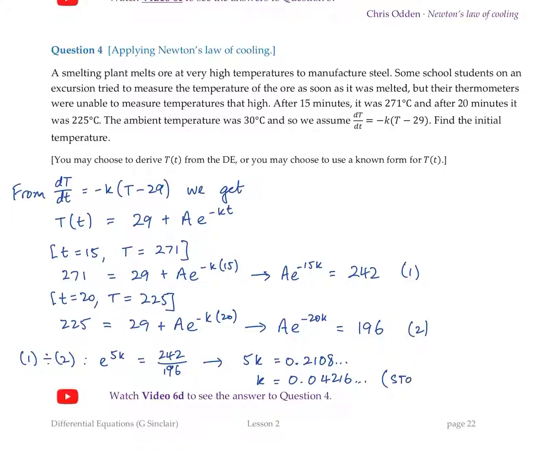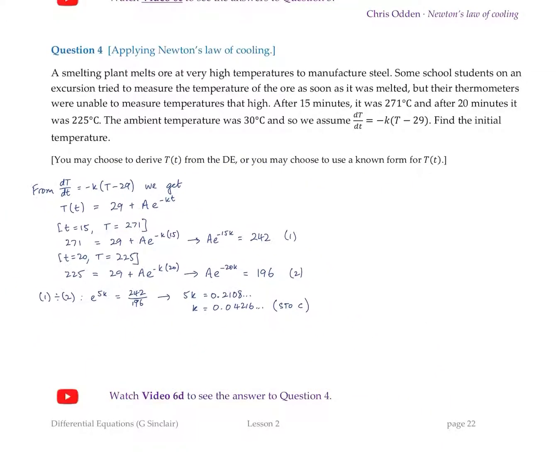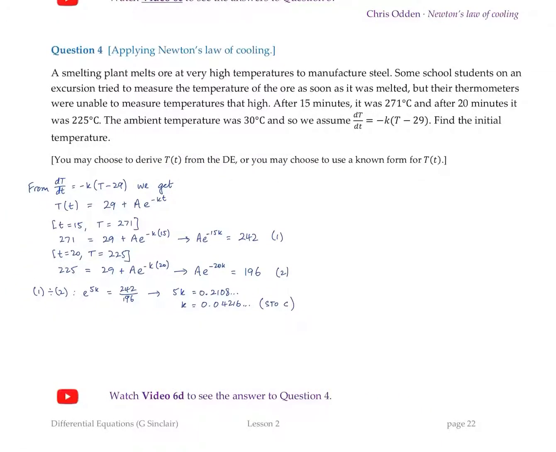I'm going to store that somewhere. I'm not going to store it in A. I usually store things in A, but we have an A floating around in this question, and I don't want the confusion. So I'm going to store it in C for constant, like k. And now I just need to create a bit more room for myself. There we go. Okay, so we found k. We haven't found A, so we can do that next.